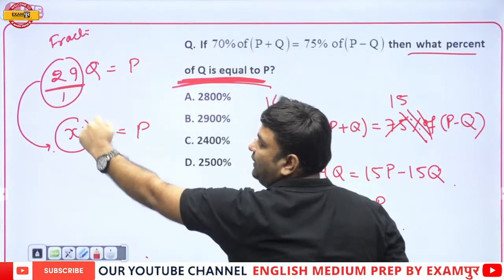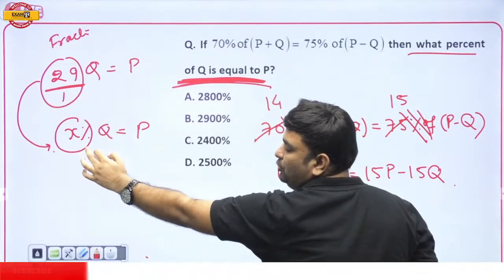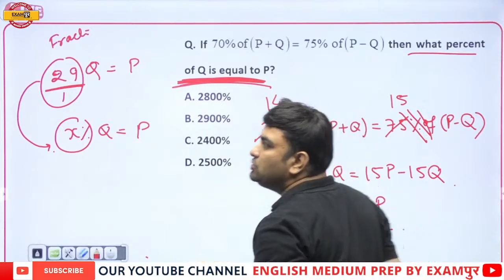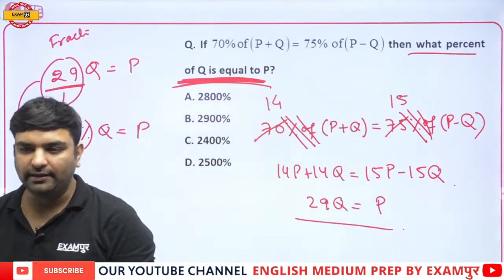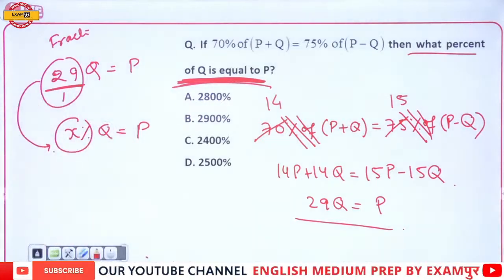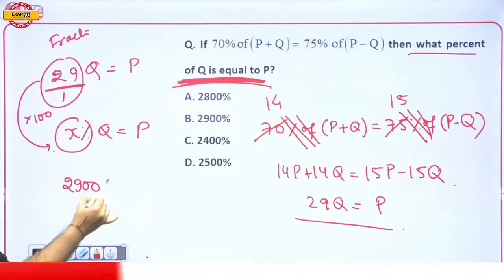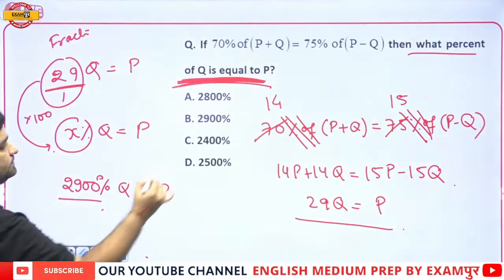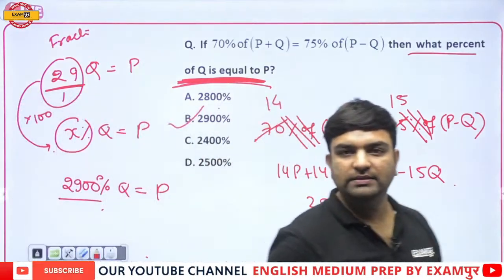29 upon 1 is a fraction, and I want to convert it into percentage. Let X percent of Q be equal to P. So, to convert a fraction into percentage, we multiply it by 100. So it will become 2900% of Q is equal to P.